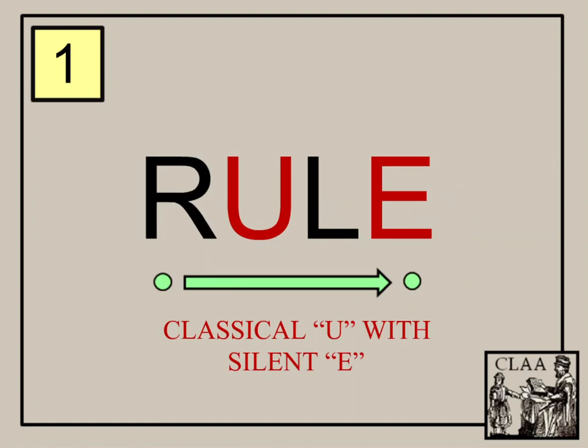Normally, when we find the English vowel U followed by a silent E, it is read with the classical OO sound. We'll read the letter U in this word with the classical OO sound. Let's read the word together. Rule, rule, rule.